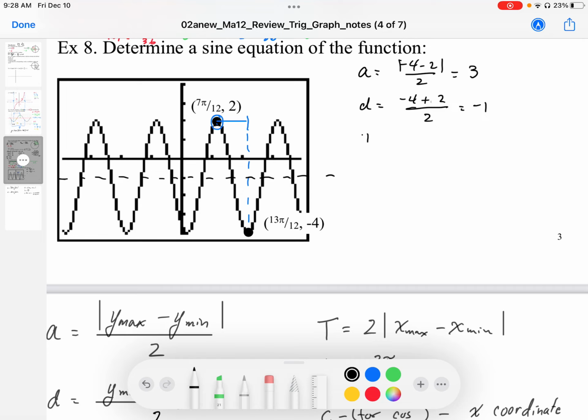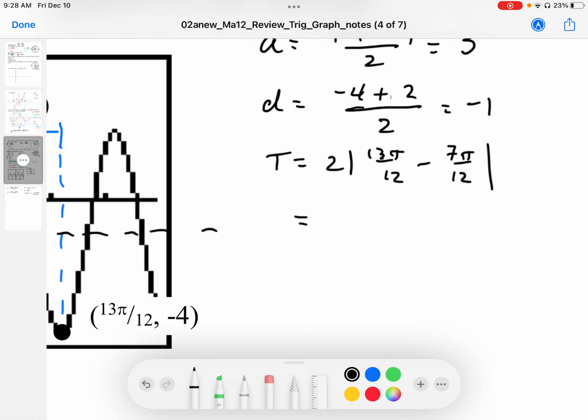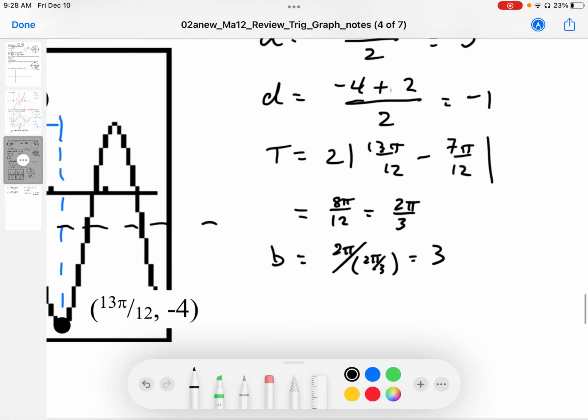My period, I'm going to double the distance between the min and the max. So 13 pi over 12 minus 7 pi over 12. Taking that calculation, that's going to be 6 pi over 12 times 2, which is 12 pi over 12. Simplifying, the period is 2 pi over 3. That makes the b value, my compression factor, 2 pi divided by 2 pi over 3. And that just gives me a horizontal compression factor of 3.